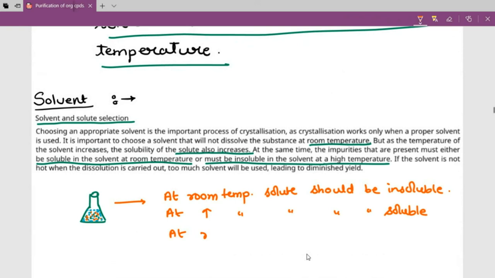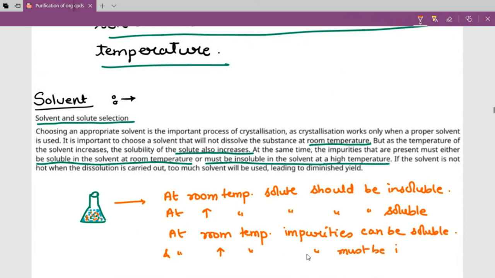At room temperature, impurities can be soluble. If they are, then okay. If they're insoluble, then also okay. And at increased temperature, impurities must be insoluble. Must be insoluble. Okay? Correct? So how we'll proceed?